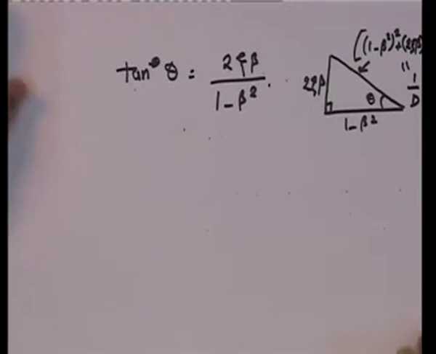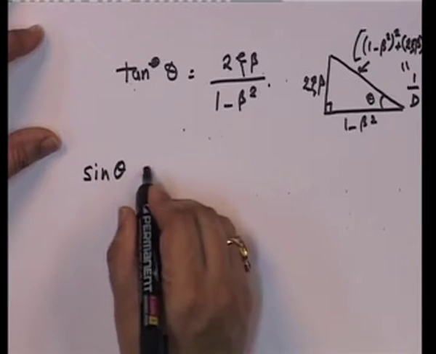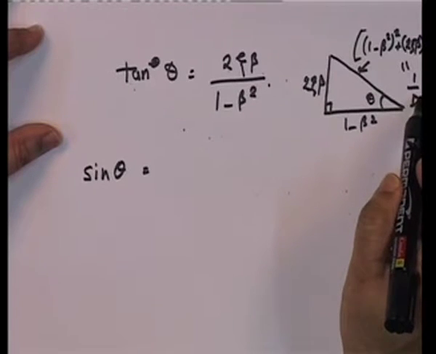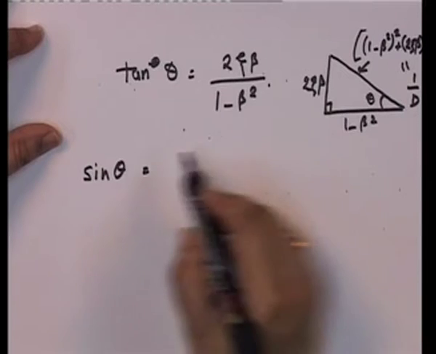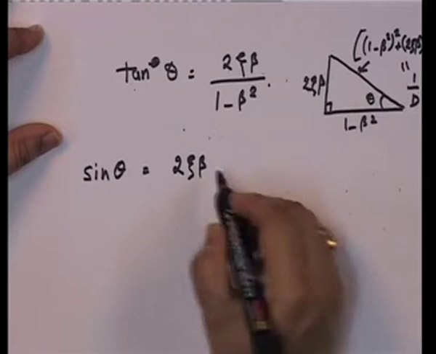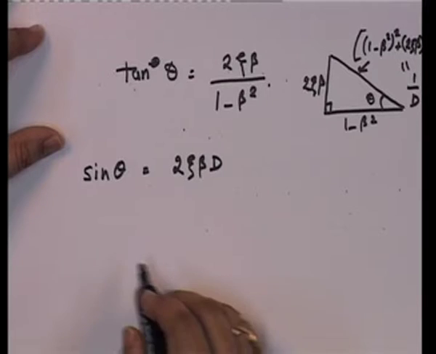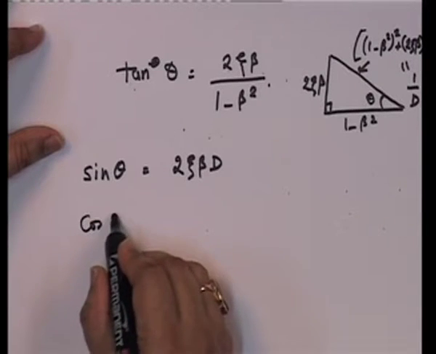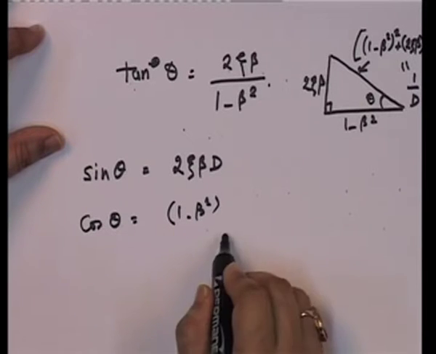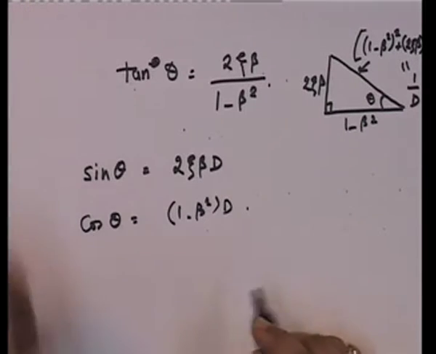Okay? So, therefore, if you look at it, sine theta is equal to 2 xi beta upon 1 upon d. Upon 1 upon d basically means sine theta is equal to 2 xi beta d. And similarly, cosine theta is equal to 1 minus beta squared upon 1 upon d. So, that becomes equal to 1 minus beta squared d.